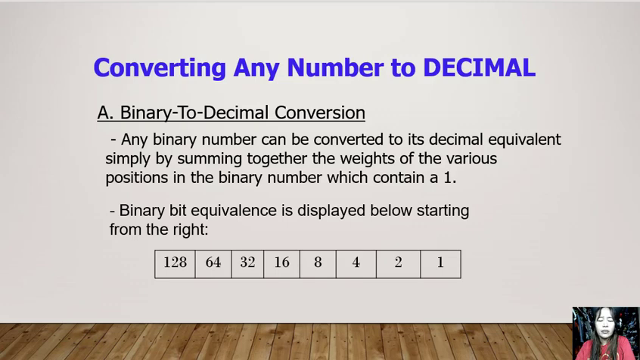Just like in our previous video, you remember that 1 is like switching it on and 0 is like switching it off. So take note of the ones and take note of the binary bit equivalents displayed below, starting from the right. We start off with 1, 2, 4, 8, 16, 32, 64, 128, and you can even proceed to 256 and so on. Just multiply the previous number by 2.